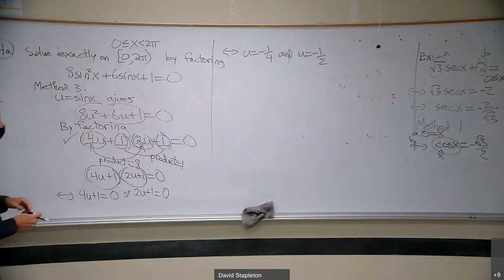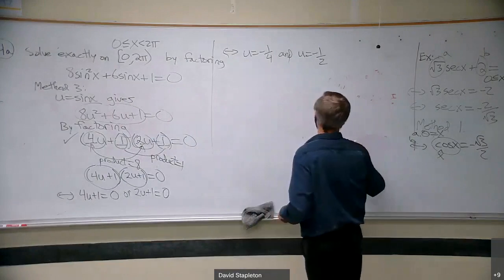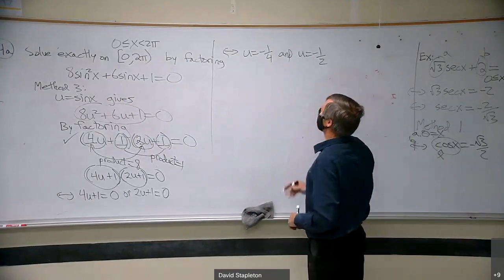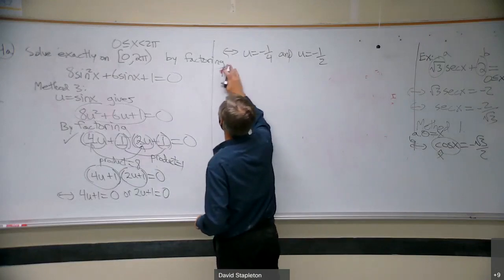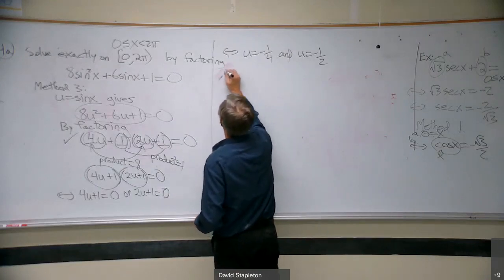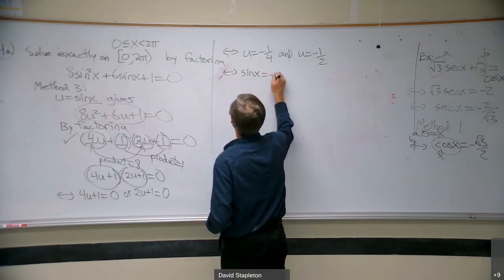That's the case of the quadratic formula with b squared minus 4ac positive. Now we go to method two. First rewrite it in terms of the trig function. Equivalently, this is sine x equals minus a fourth.